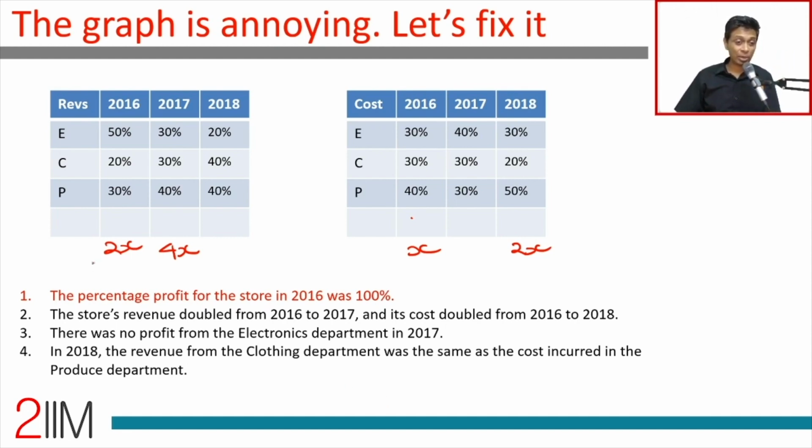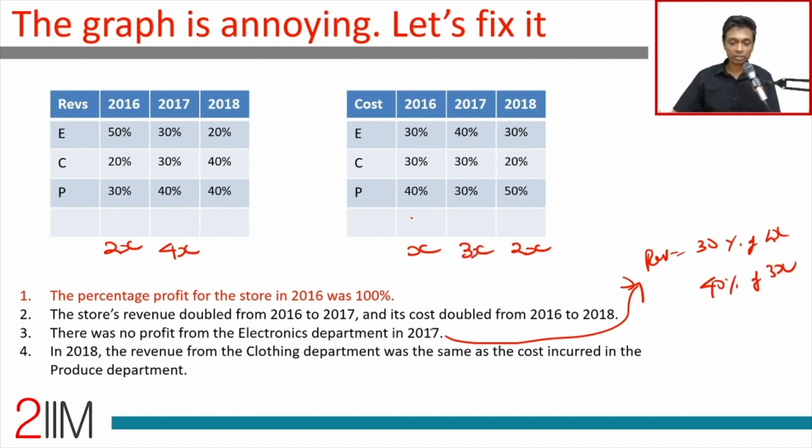2017 electronic department revenue is 30% of 4X. This should be equal to cost. Cost is 40% of something. 30% of 4X is 40% of 3X, or the total should be 3X. Brilliant. Now let's look at this.